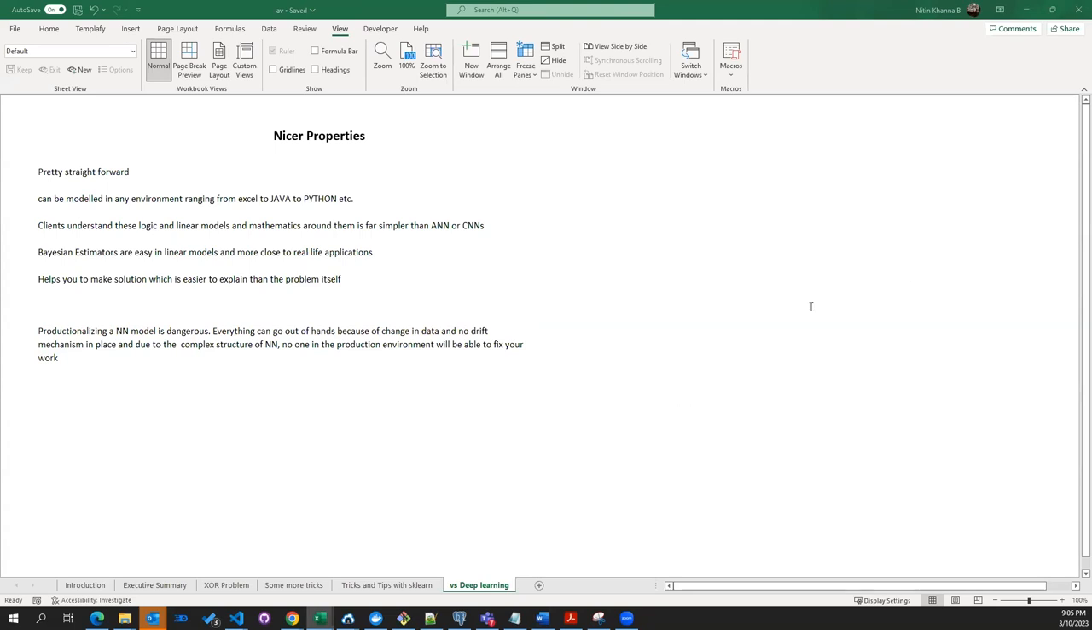Question: do simple models allow you to explain how the solution was reached? Yes, simple models allow us to explain how the solution was reached, and also, if the simple model is working, then why should we go to a complex model? I don't think in many cases a complex model is required if the feature engineering part and the EDA part are done properly.